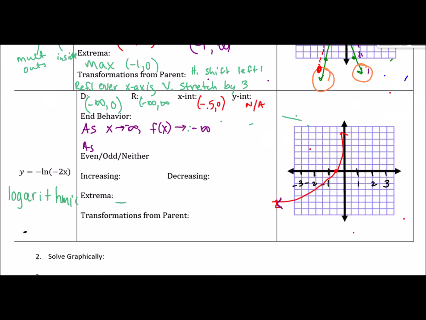Okay, then the right side says as x approaches. Now I can't say infinity because I don't go that far, right? There's no x values over here that have a graph. It stops at this wall right here. Since x is 0 at that wall, that would just be as x goes to 0.